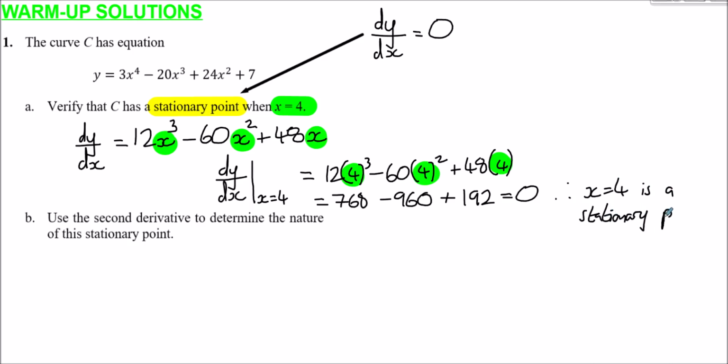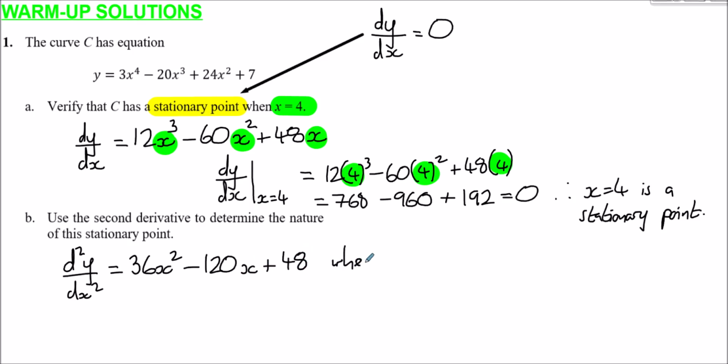And part B is going to link to this. So part B, it says here we need to use a second derivative to determine the nature of this stationary point. So we need to differentiate the derivative. So we do d squared y over dx squared. So bring the 3 to the front, multiply by 12 gives 36. X cubed becomes x squared. Minus 60x squared becomes minus 120x. Plus 48x just becomes 48.